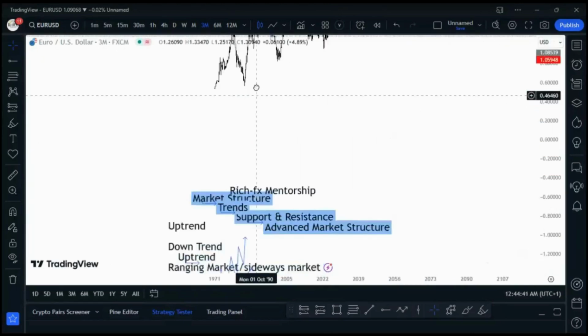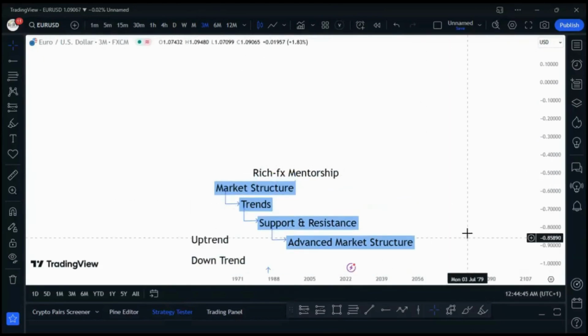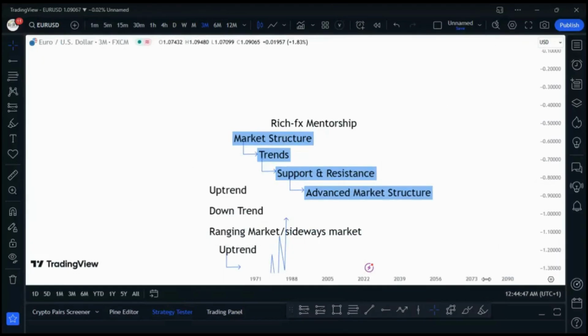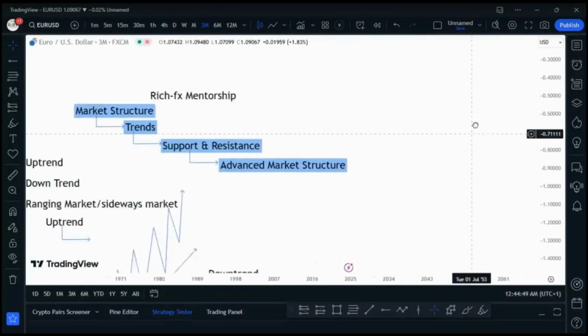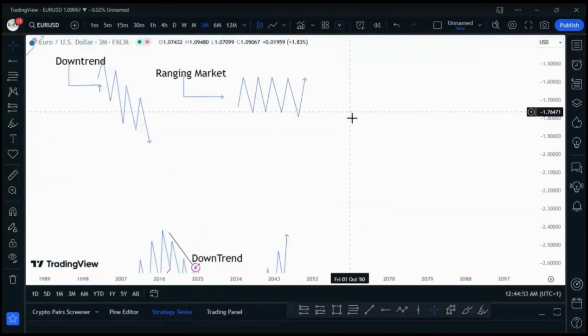So that's it for market structure, trend, support, and resistance. I believe you understand. We'll be hanging up here.